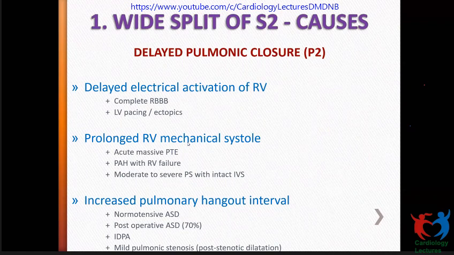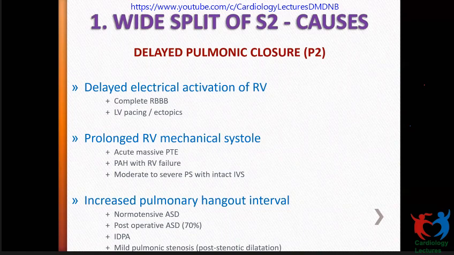Prolonged RV mechanics. If there is a mechanical problem in the RV, like massive PT, PS, in all this with RV dysfunction, the RV ejection gets prolonged, so you will still have wide variable or delayed P2. Pulmonary hangout interval, that's important. If the hangout interval increases, like in ASD, and also post-op ASD.